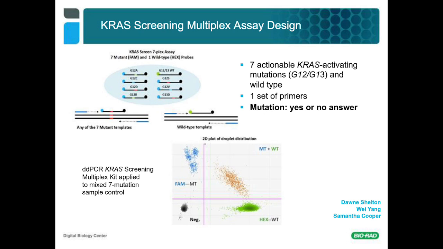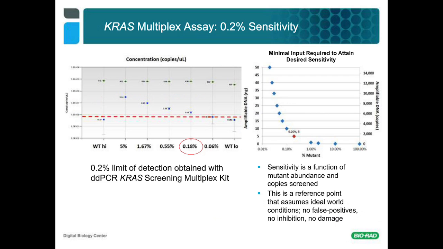This assay is designed to screen the 7 most common KRAS activating mutations in colorectal cancer samples. It has 1 set of primers, 1 wild-type probe in HEX, and 7 mutant probes, each in FAM, covering the most common G12 and G13 mutations. The 2D plot above shows an example of a positive control for the screening assay using the 7 mutation mixed positive control sample.